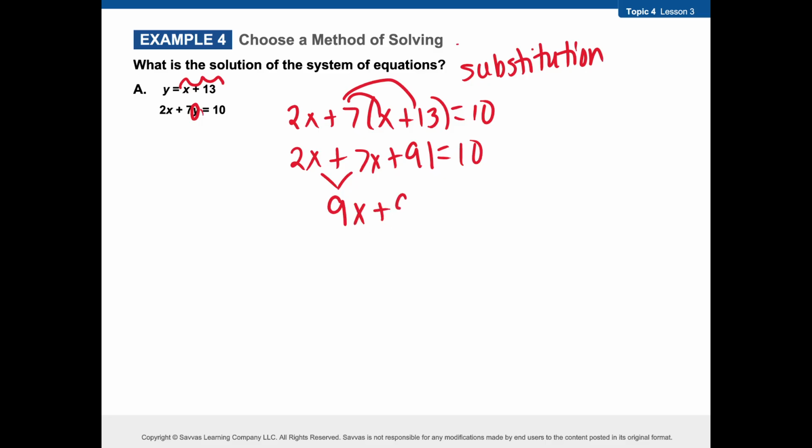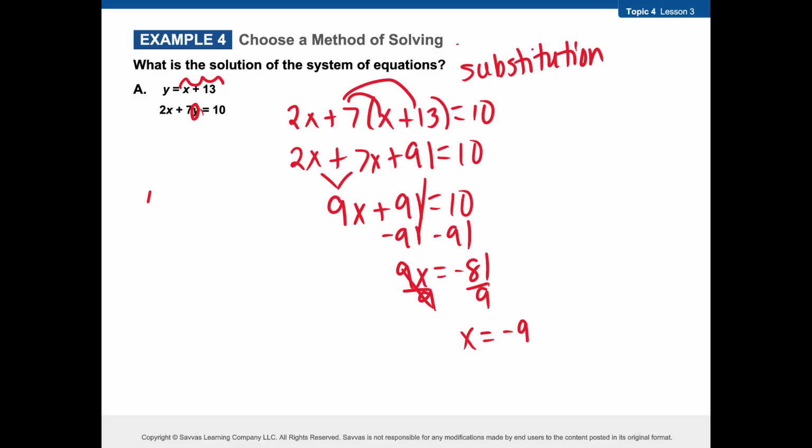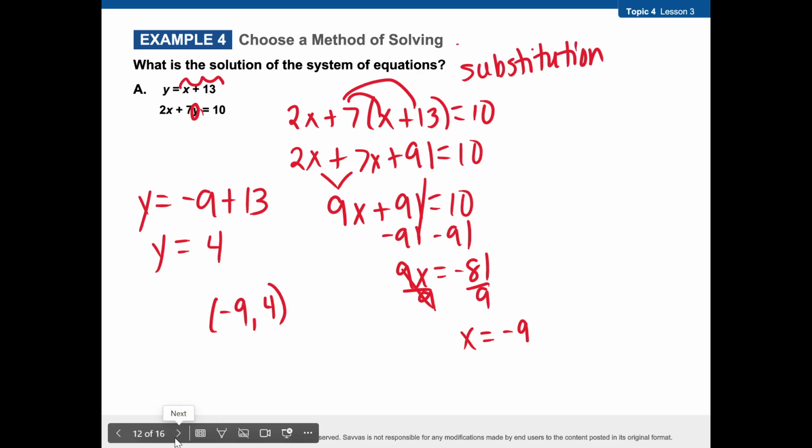Combine your like terms, 9x, subtract 91, 9x equals a -81, divide by 9, and x equals -9. Go back, I would use the top equation, -9 plus 13 is 4. So it's just a preference of which method you would prefer.